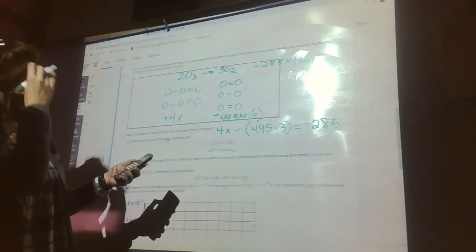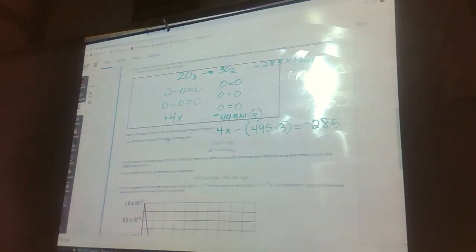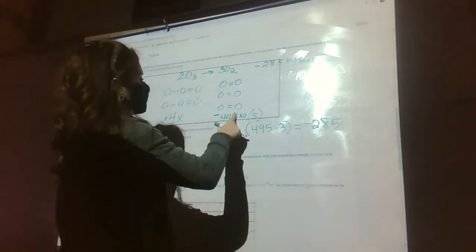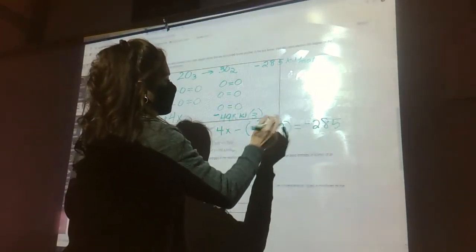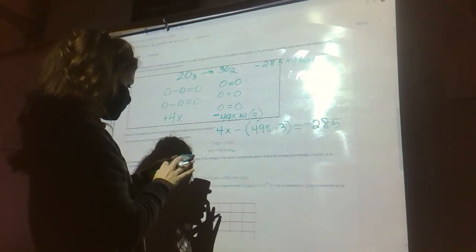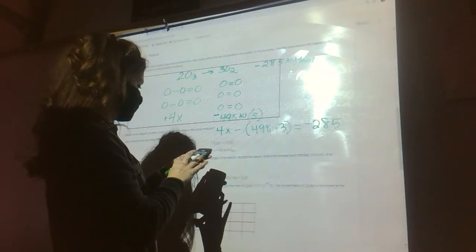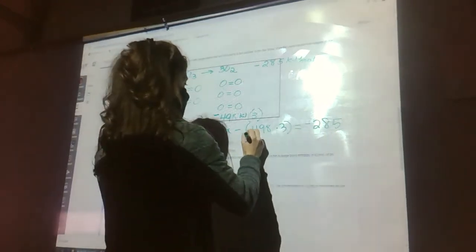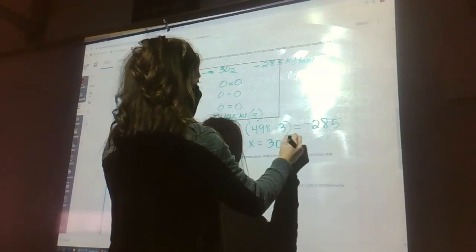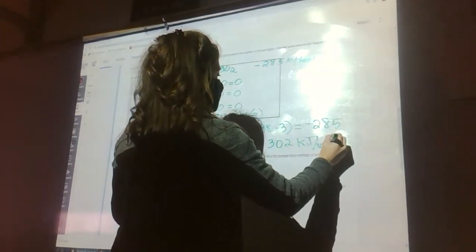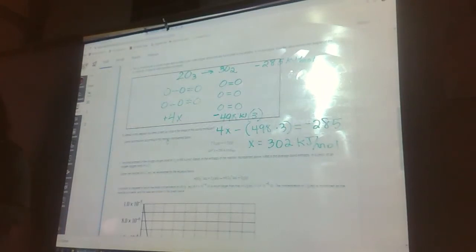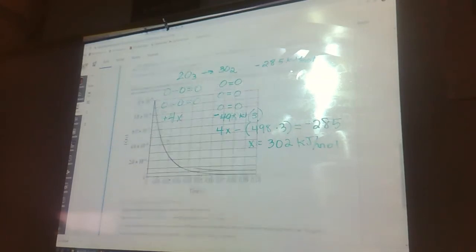So it's 300. I don't think that's right. Because this is supposed to be 498. My bad. Okay. 498 times 3 minus 285. So those bonds are roughly 302 kilojoules per mole for the bond enthalpy. Okay? The next part is the kinetics part.